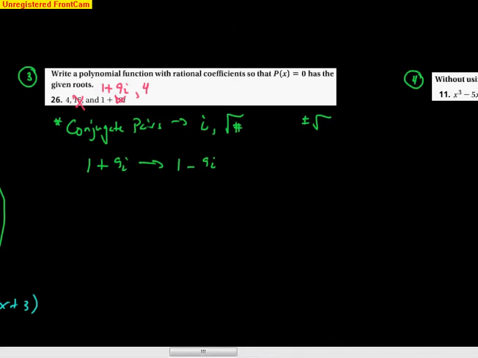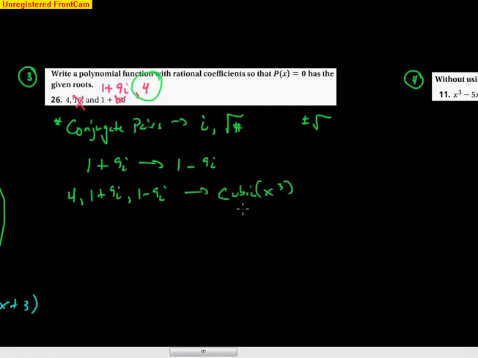Now, 4 is not imaginary, and it's not a square root. So 4 is also a root, but it doesn't have a conjugate pair. So there are 3 roots in this problem: 4, 1 plus 9i, and 1 minus 9i. That means that when I multiply all this out, x cubed is going to be the highest power. This means it's a cubic, which is x cubed.